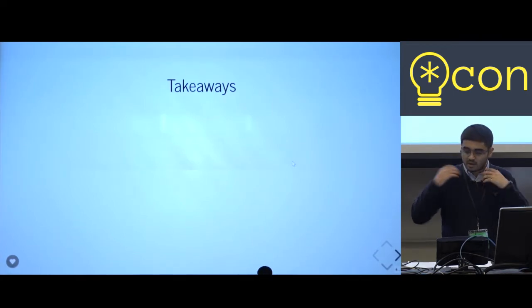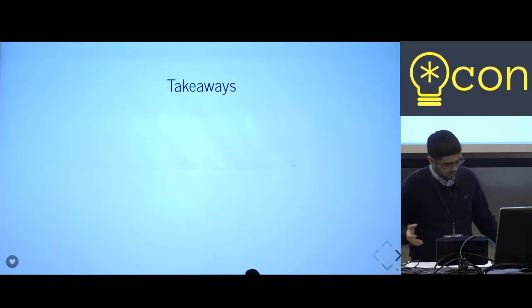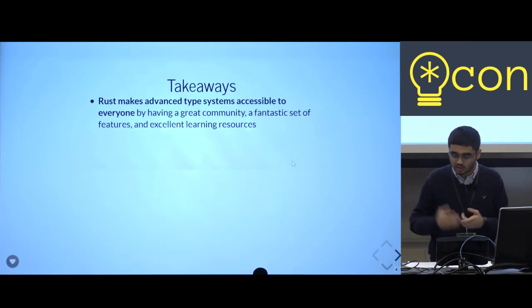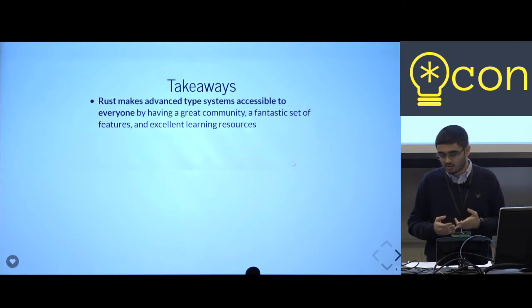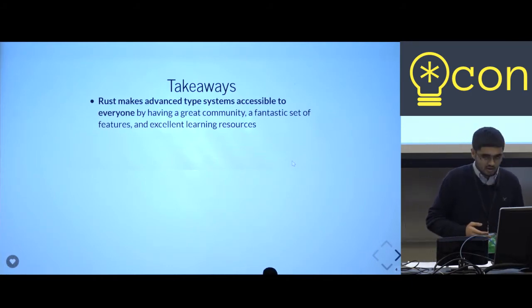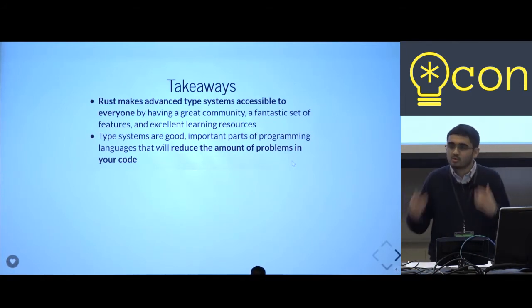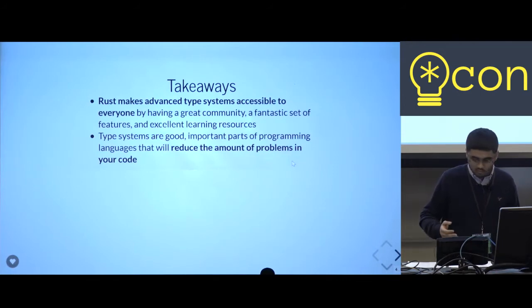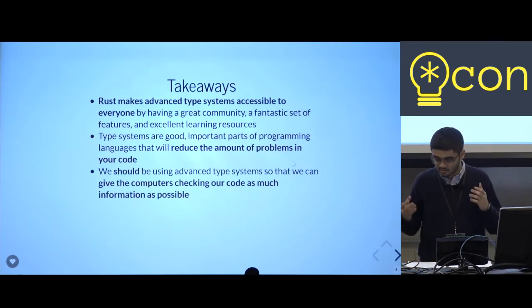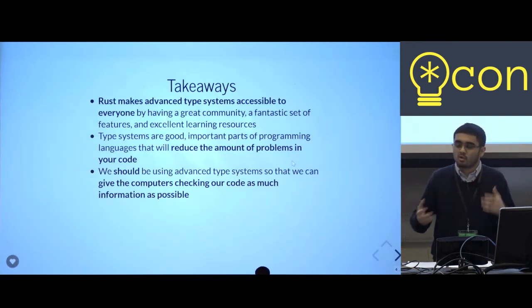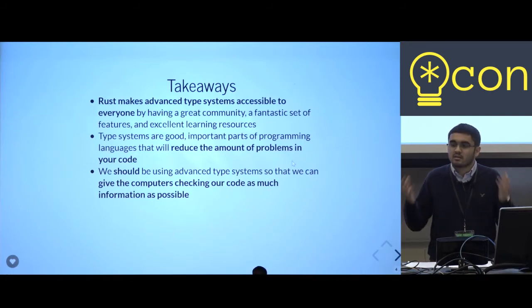The main takeaways that I'd like you to take away from this talk are that Rust makes advanced type systems accessible to everyone by having a great community, a fantastic set of features, and excellent learning resources. Type systems are good, important parts of programming languages that will reduce the amount of problems in your code. And we should be using advanced type systems over the ones with fewer features, like in Java, C, or C++. The more checking that computers can do for us, the less we have to rely on ourselves to make sure that everything is right after every single change.